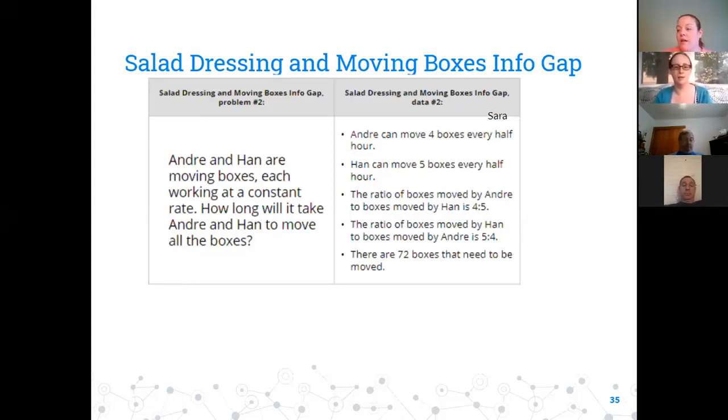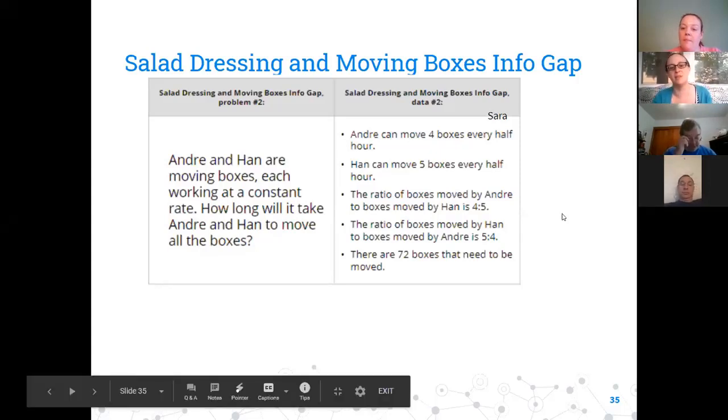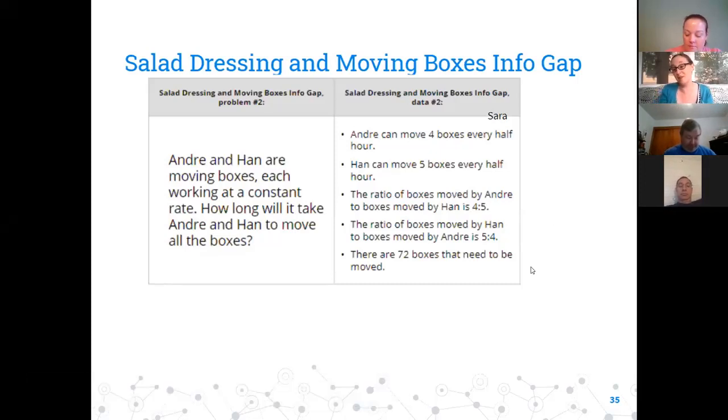Okay, first question I got is, how many boxes are there? Why do you need that information? If you want to just unmute once I ask your question, you can do that. If we want to find out how long it takes them to move all the boxes, then I want to know how many boxes there are total. I have another question too, but I know that part of the thing I need to answer the question I have is how many boxes are there total? Okay. So there are 72 boxes that need to be moved.